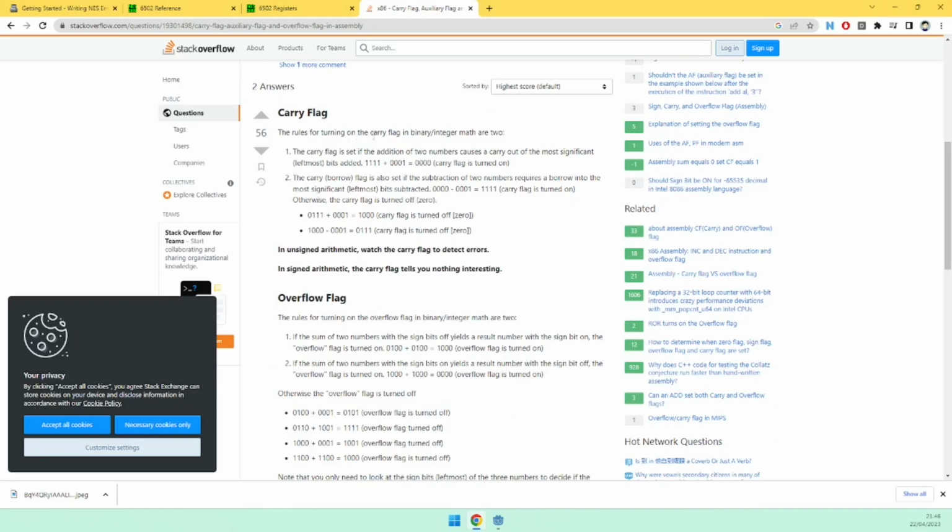The rules for turning on the carry flag in binary integer math are as follows. The carry flag is set if the addition of two numbers causes a carry out of the most significant, leftmost bits added. So I understand that, and it is what I did, I think. The carry borrow flag is also set if the subtraction of two numbers requires a borrow into the most significant, leftmost bit subtracted. Otherwise the carry flag is turned off.